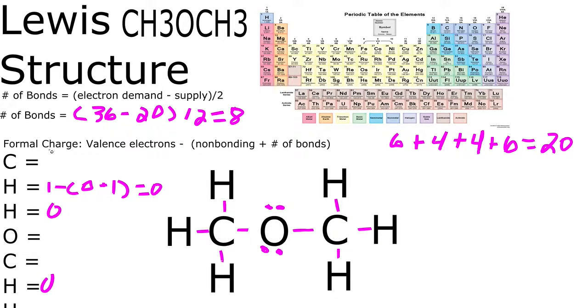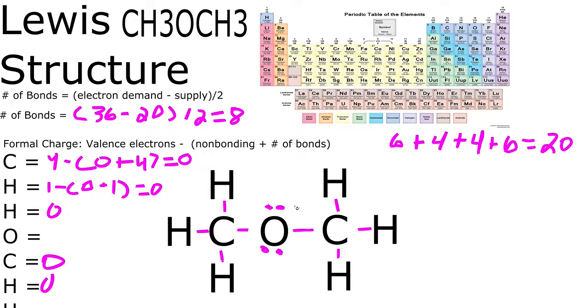Let's see here. Let's do the carbon next. We'll do this carbon. Carbon has 4 valence electrons, has 0 non-bonding on this atom, plus 4 bonds. So that would give us a formal charge of 0. This carbon is identical to this one. See how it has single bonds all around, no lone pairs. So we know this one is also 0.